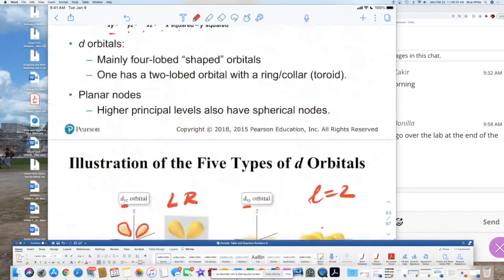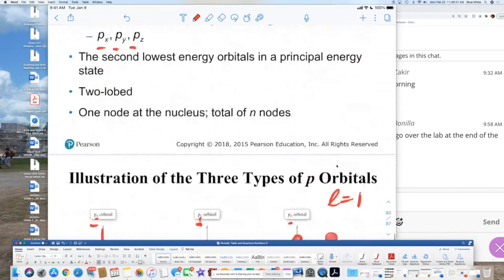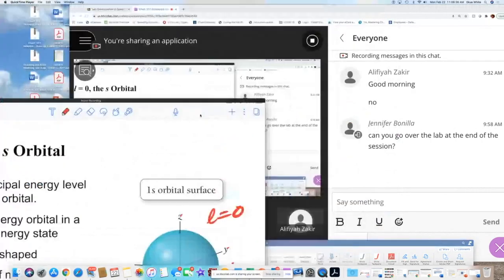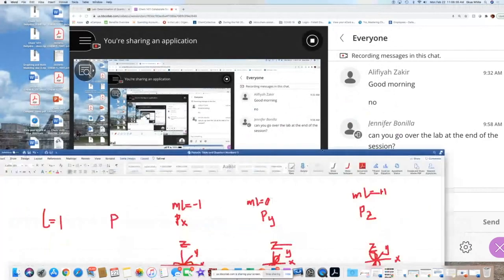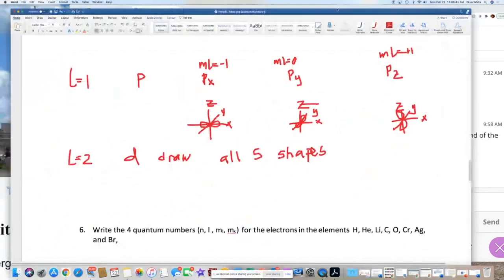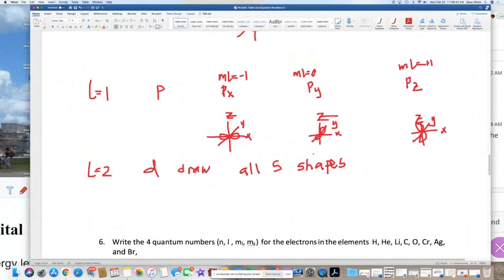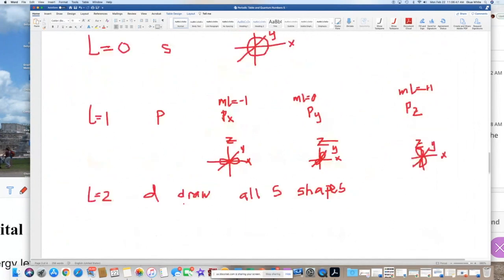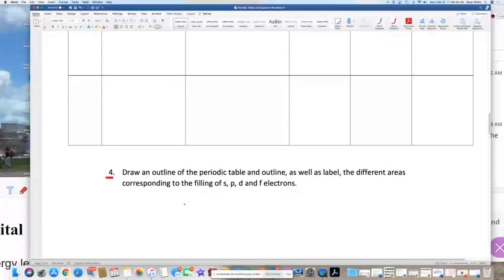Okay, so let me do this. Oh, let me slow this down. I'm going to go over the remainder of your lab. This part here. Oh, here you have to do the 4 quantum numbers and they gave you the elements. Oh, that would be fun. We did some of these already.